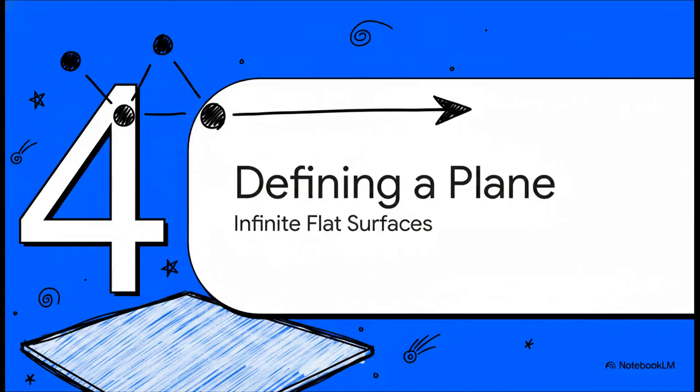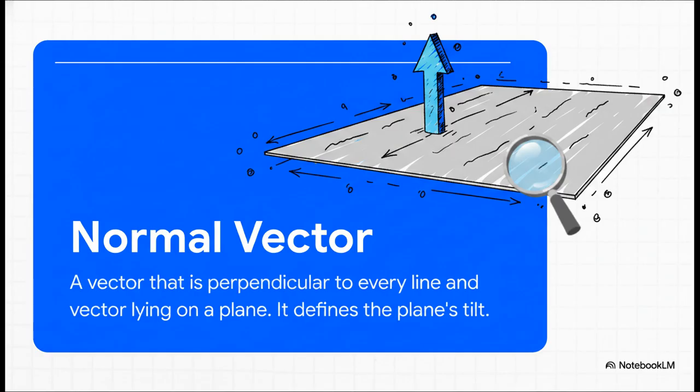All right, so we've located points, we've defined direction. Now let's take that knowledge and use it to build something much bigger, an infinite, perfectly flat surface that's just floating out there in space. And that, of course, is what we call a plane. So to really get a grip on what a plane is, you have to know about its normal vector. Just picture a tabletop. The normal vector is like an arrow pointing straight up from it, perfectly perpendicular to the surface. And that one single vector defines the exact tilt and orientation of the entire infinite plane.